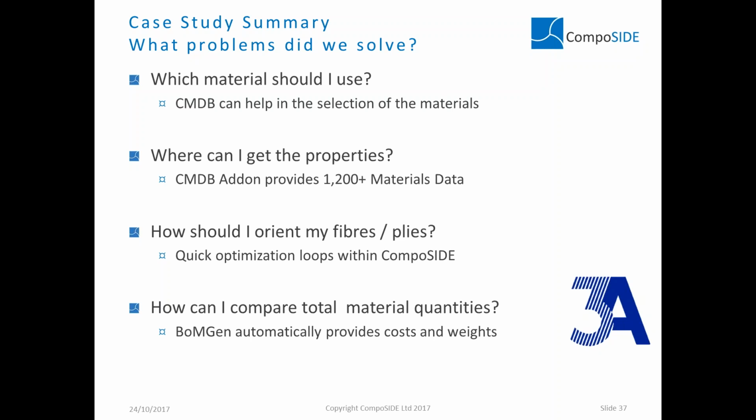And how can I compare total material quantities? So BOMGen automatically provides costs and weights, which come from CMDB and your analysis. So that puts two and two together, taking into account any manufacturing factors, usage and wastage that you may have in real life.